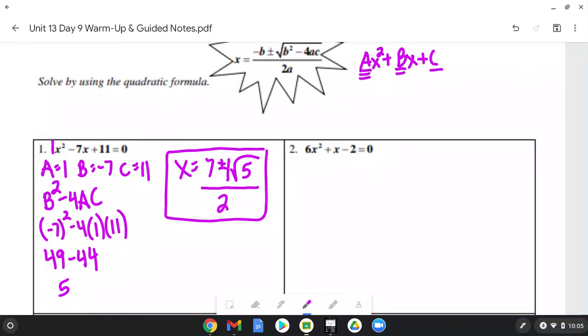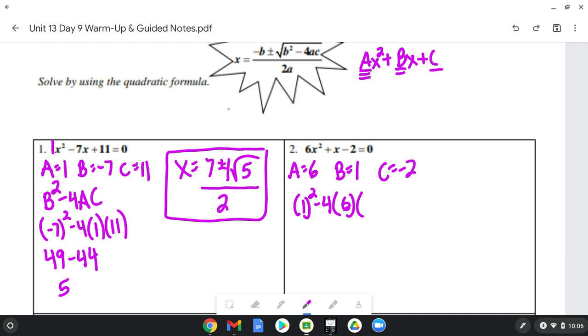So now if we were labeling my a, b, c for number 2, a is 6, oopsie, b is 1, and c is -2. Again, I would always do what's under the square root first. That's the b squared minus 4ac part. So it's 1 squared minus 4 times 6 times -2.